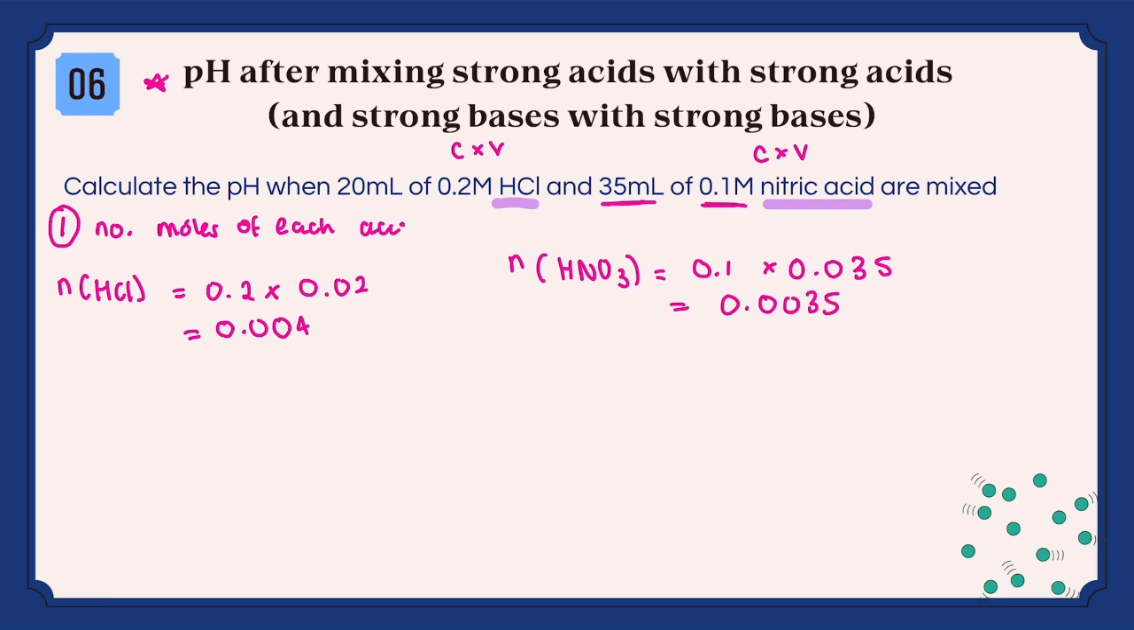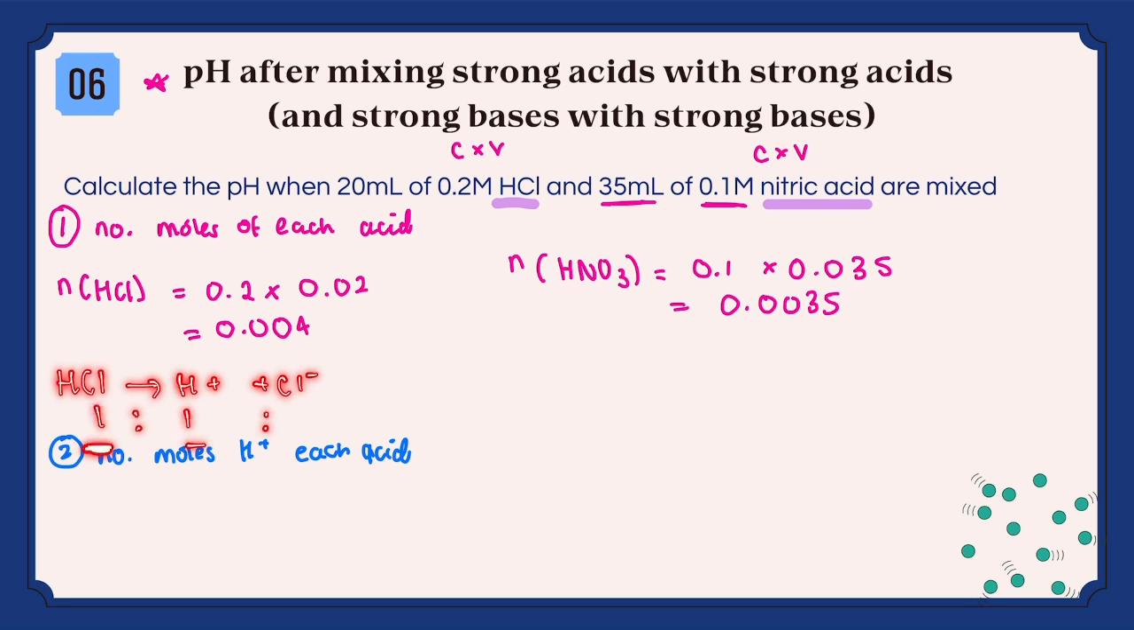And so that gives us 0.0035. After you've worked out the number of moles of each acid, you're going to use ratios to work out the number of moles of hydrogen ions each acid produced. As you can see, HCl dissociates into hydrogen ions and chloride ions. So there's a 1-to-1 ratio between the HCl and the H+. And so that means the number of moles of HCl is equal to the number of moles of hydrogen ions. So 0.004 moles of HCl produces 0.004 moles of hydrogen ions.